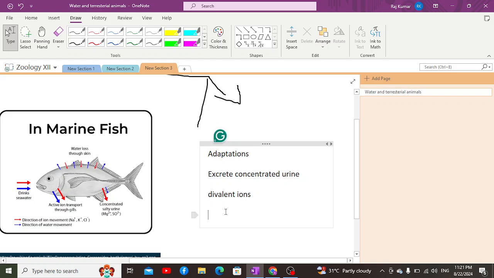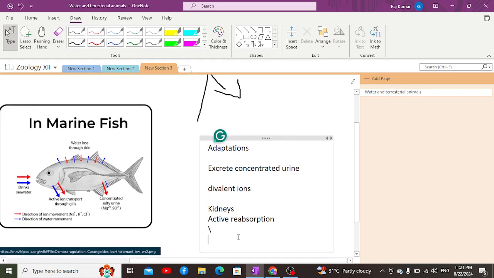After drinking a lot of seawater, they excrete concentrated urine, especially divalent ions. That concentrated urine is formed by a well developed nephrological system, by their well developed kidneys. In those kidneys there is active reabsorption of water occurring, which causes them to create concentrated urine.